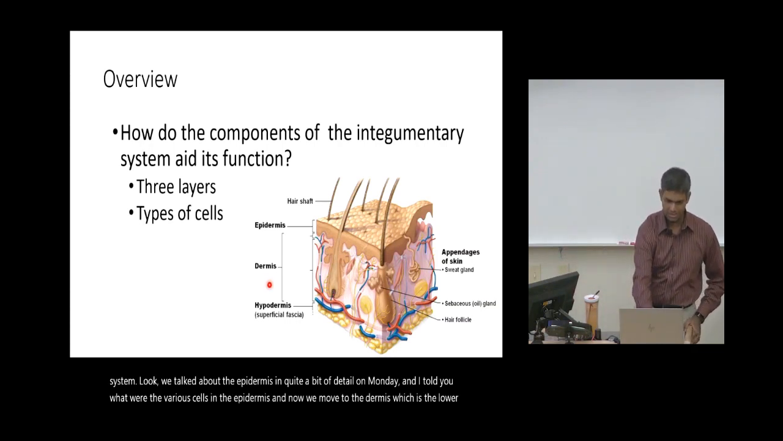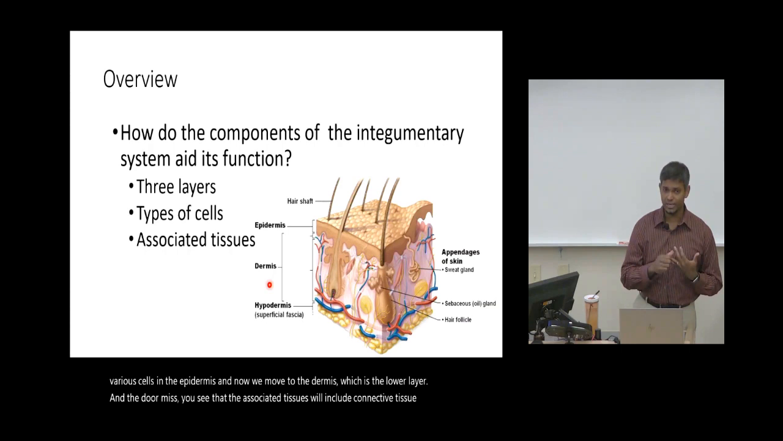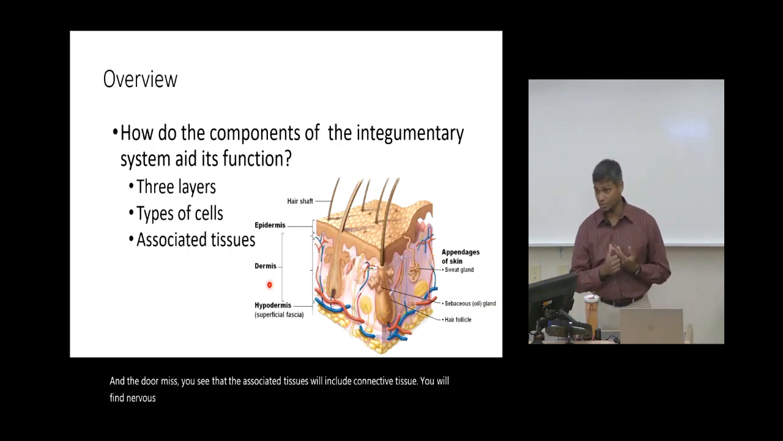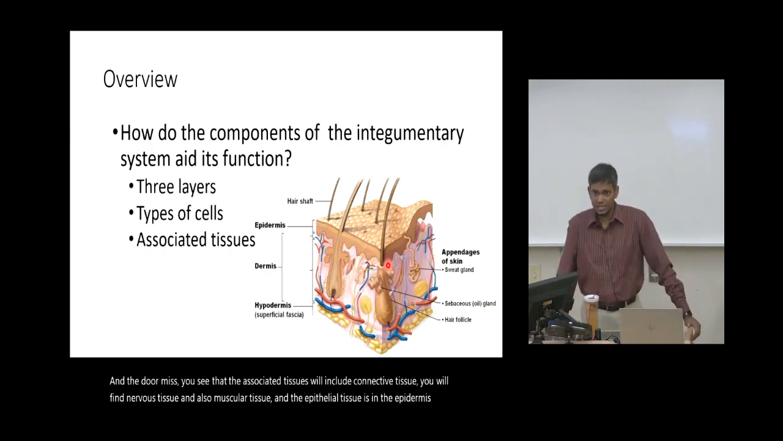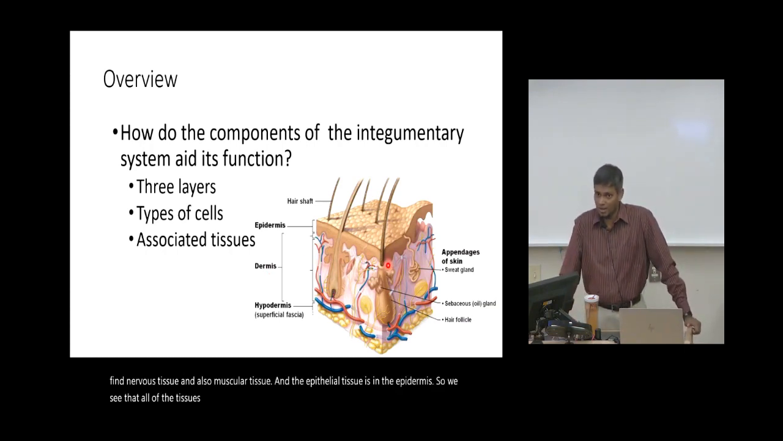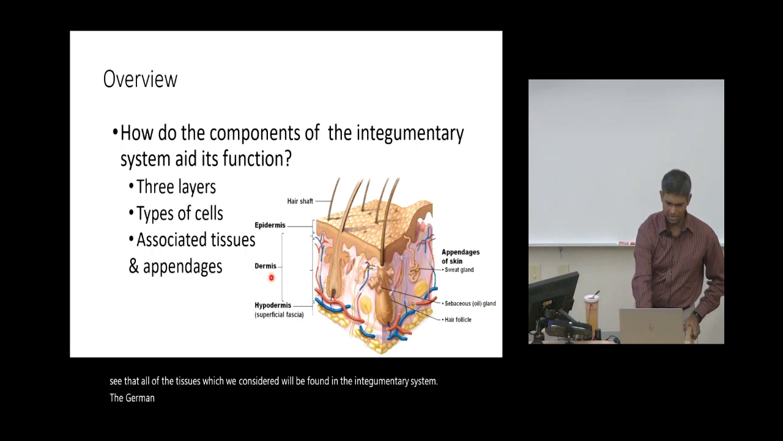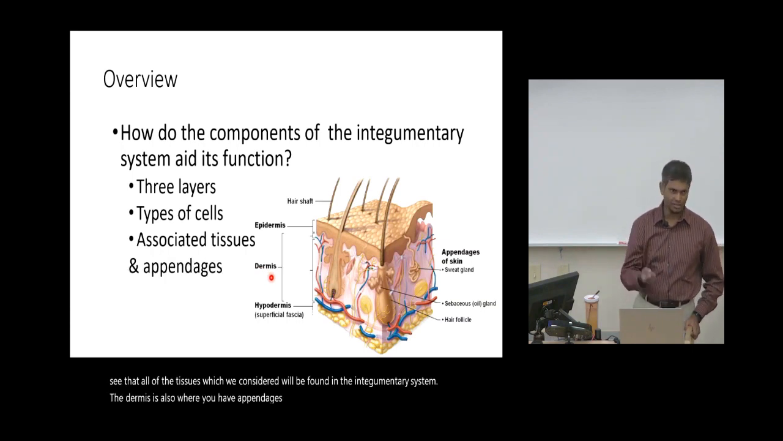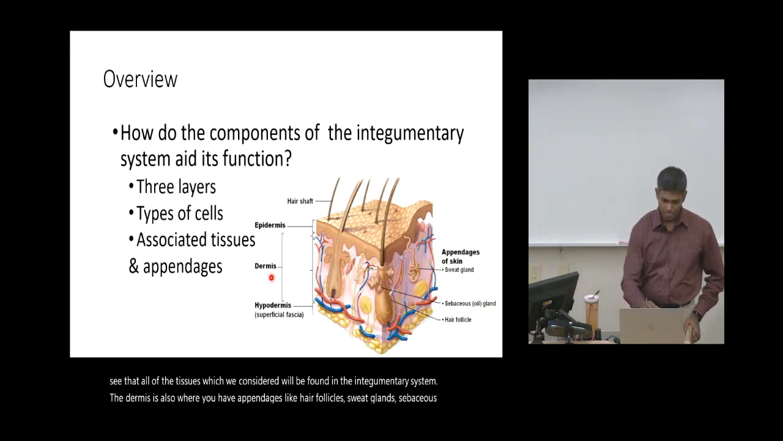And in the dermis, we'll see that the associated tissues will include connective tissue. You will find nervous tissue and also muscular tissue. And the epithelial tissue is in the epidermis. So we see that all of the tissues which we considered will be found in the integumentary system. The dermis is also where you have appendages like hair follicles, sweat glands, sebaceous glands, and so on.